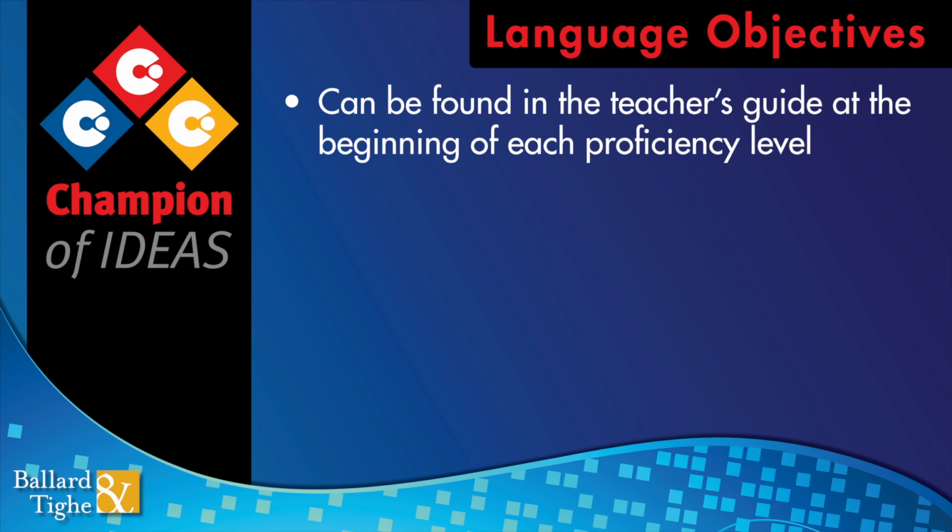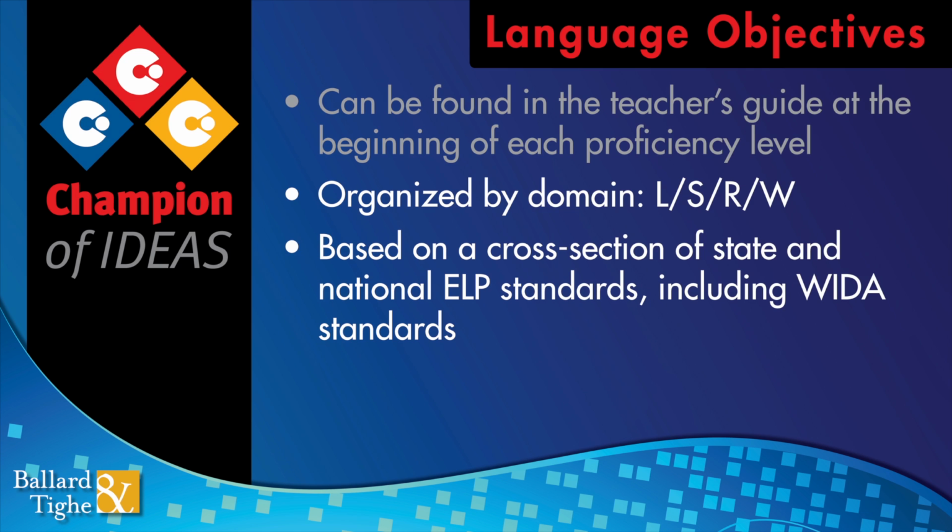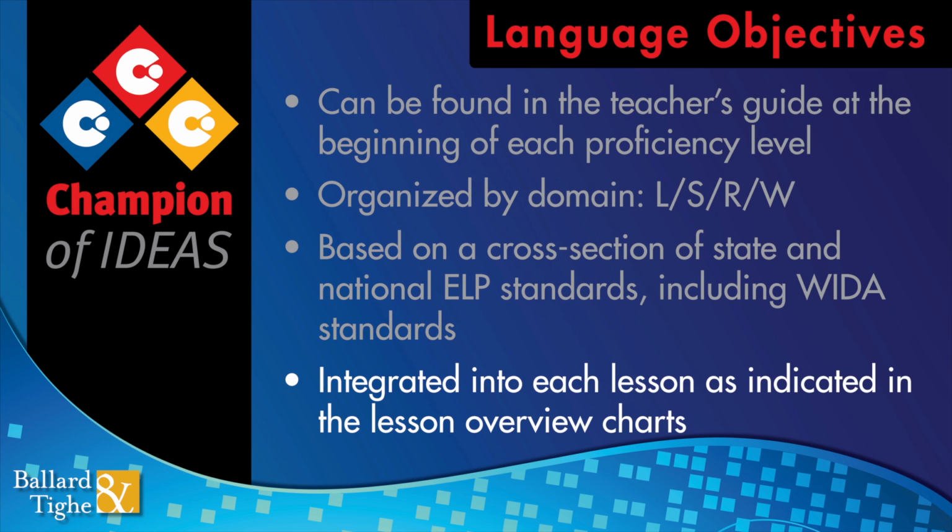Before you begin instruction, review the language objectives for the proficiency level you are teaching. The language objectives are identified in the Champion Teacher's Guide at the beginning of each proficiency level. These objectives are organized by domain: listening, speaking, reading, and writing. The objectives are based on a cross-section of state and national English language proficiency standards, including WIDA standards. These objectives are also identified in the actual lessons themselves, and we will be looking at that closely later.